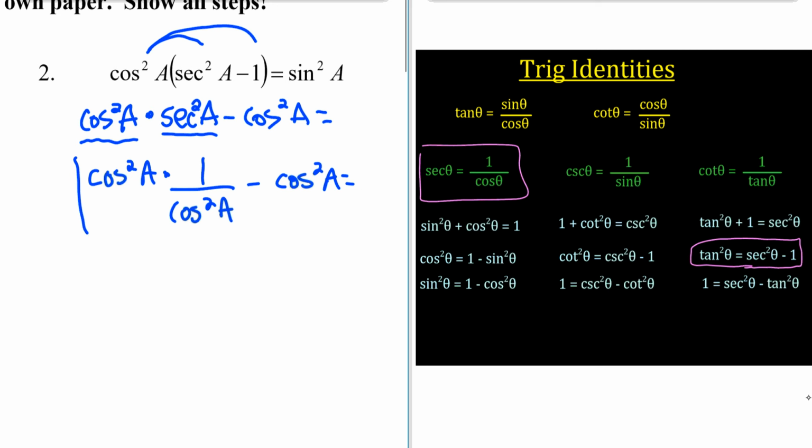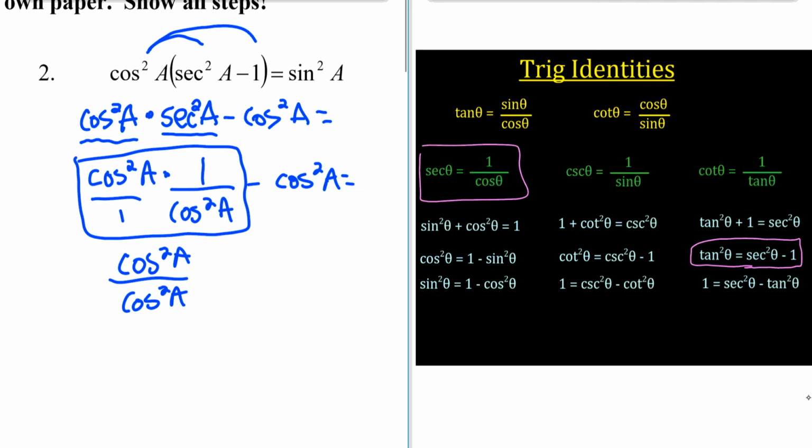Well, this stuff here, when I multiply these two fractions, it's really over 1 there, we get cosine squared A over cosine squared A minus cosine squared A. Well, cosine squared A over cosine squared A is 1 minus cosine squared A. And guess what 1 minus cosine squared A is?